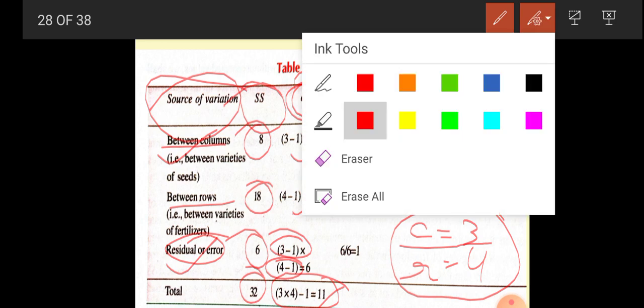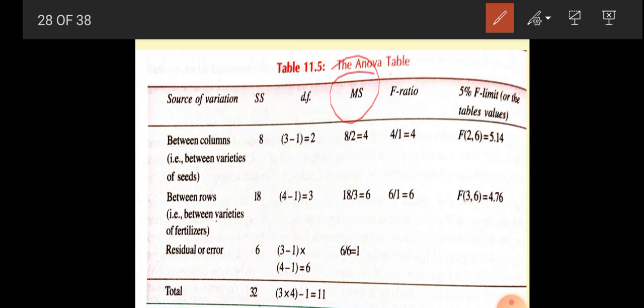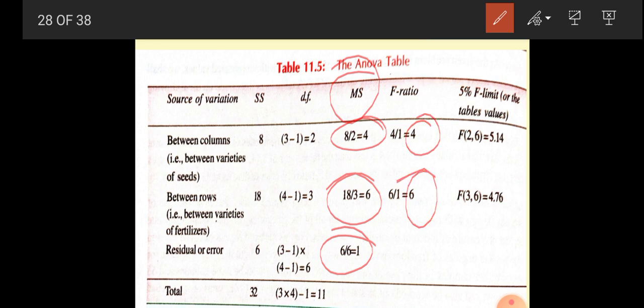So we will find the MS, the mean square. 8 by 2 is 4, 18 by 3 is 6, 6 by 6 is 1. The F ratio is very simple to find out, as we have done earlier. If you find the F ratio of all these, then you will get the values 4 and 6.